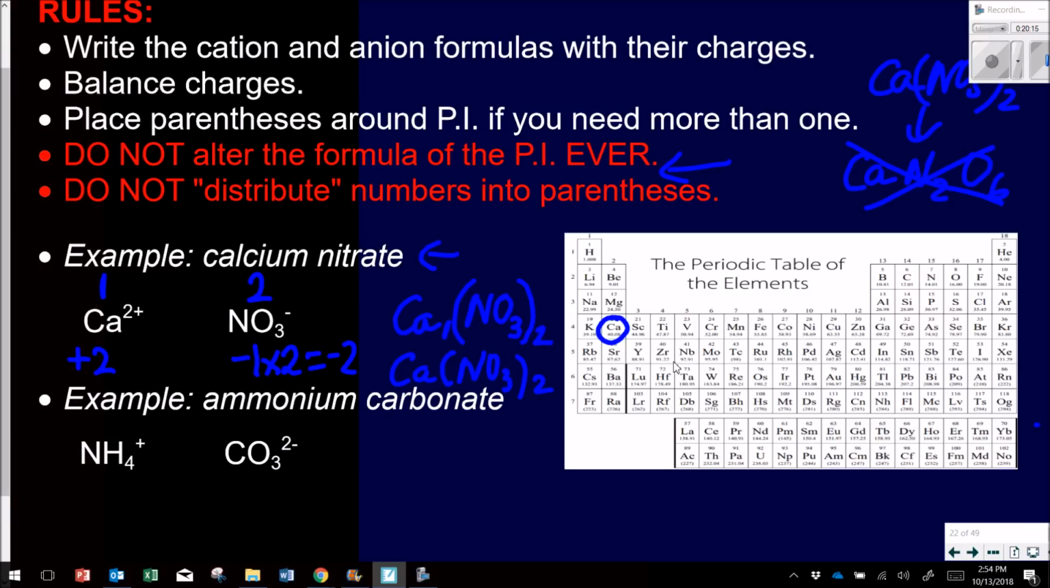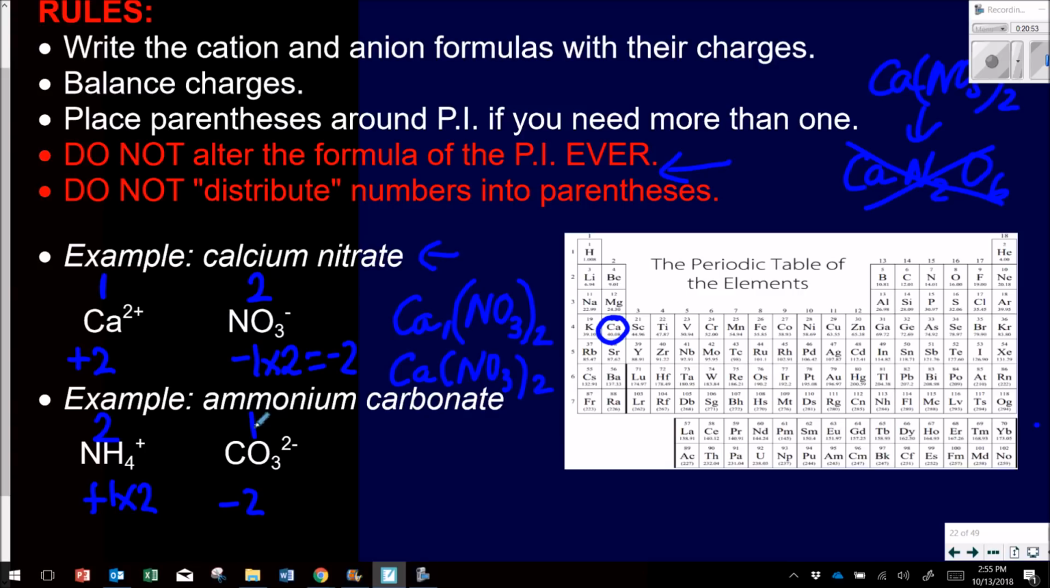Our second example is ammonium carbonate. This is a compound involving 2 polyatomic ions, but the rules stay the same. So ammonium has a charge of +1, and carbonate has a charge of -2. These don't balance out. In order to balance, I'm going to have to multiply the ammonium charge by 2, which means that for every 2 ammoniums, I have 1 carbonate.